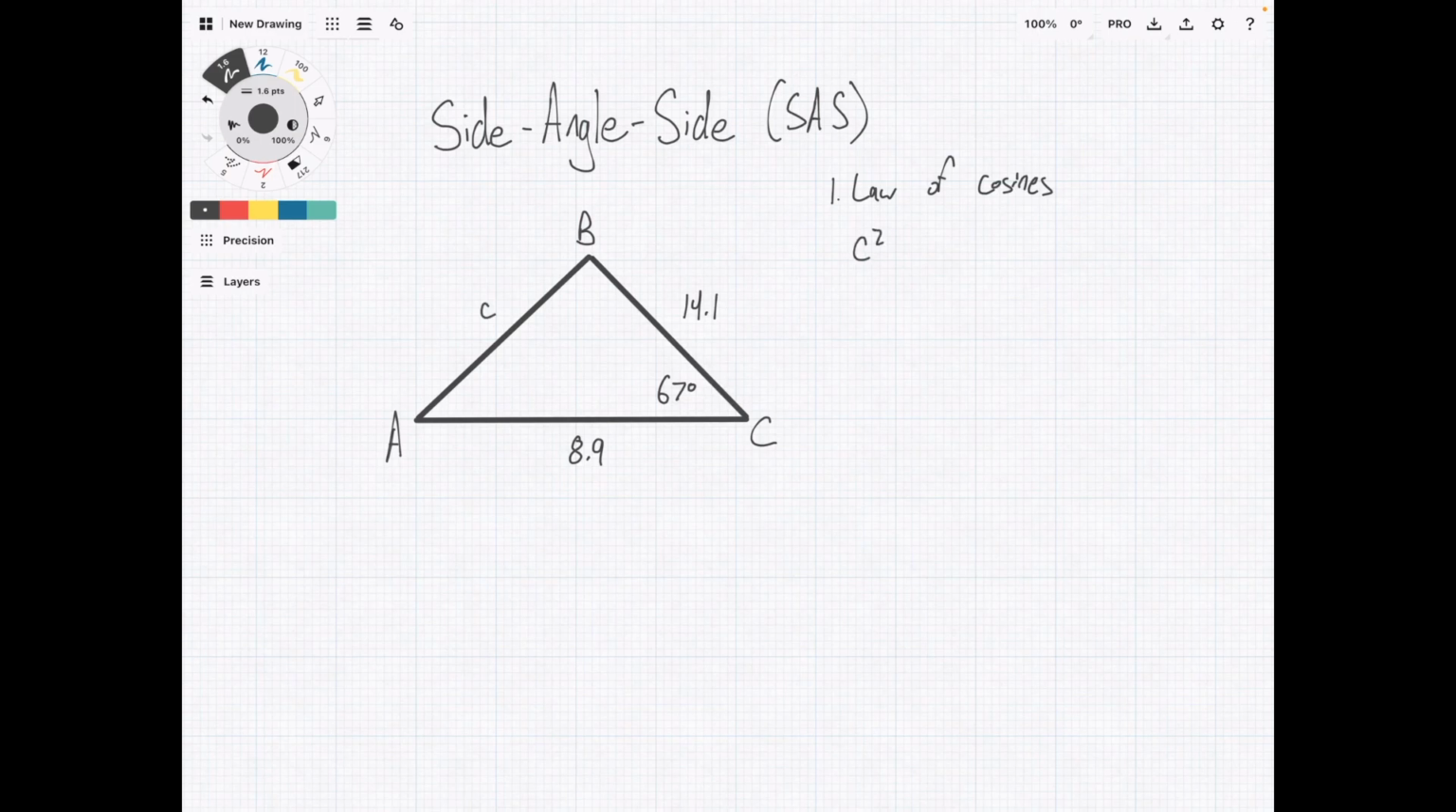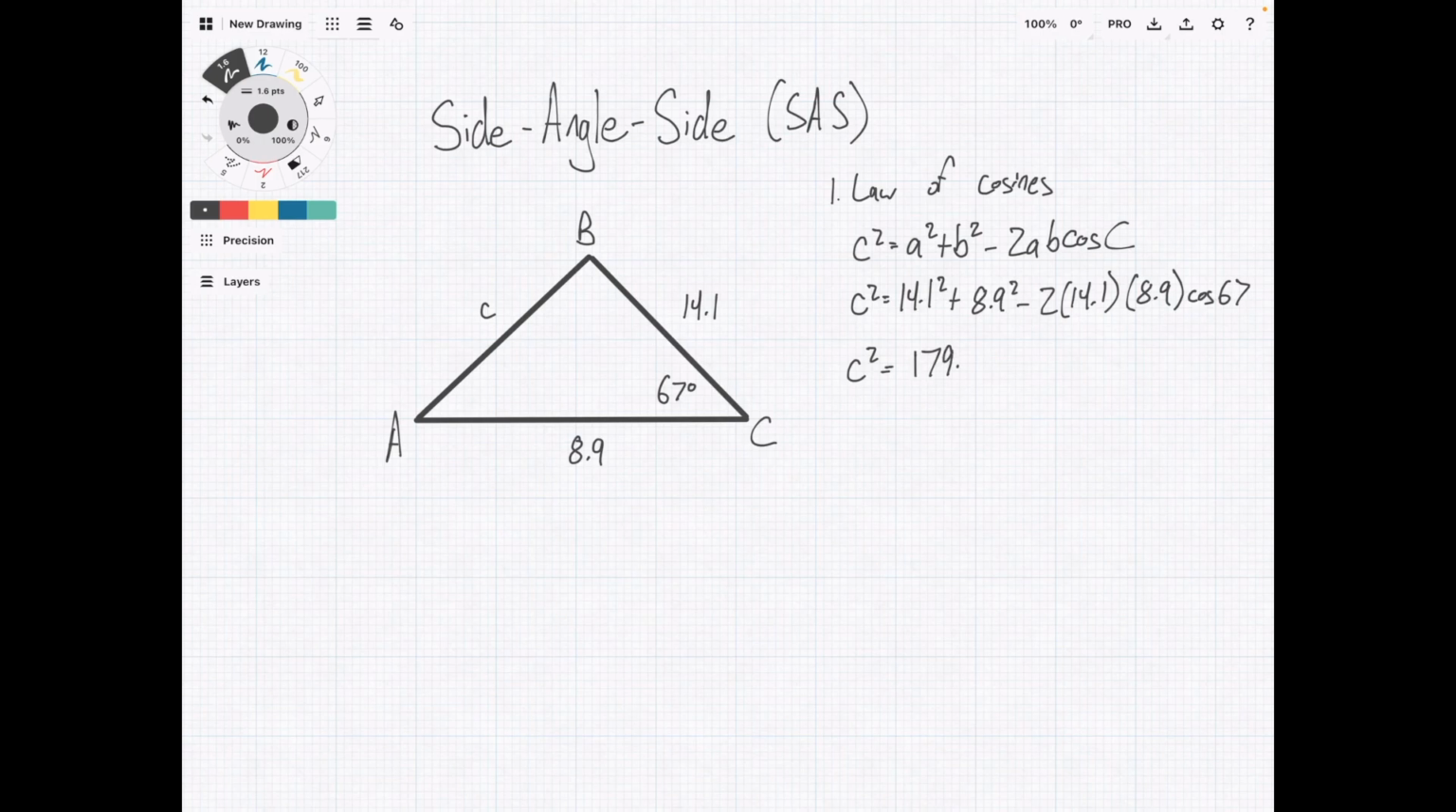So let's write out the equation. C squared equals a squared plus b squared minus 2ab cosine of c. Then we'll plug in our values. 14.1 squared plus 8.9 squared minus 2 times 14.1 times 8.9 times the cosine of 67. Then if we do all the math out, this is going to equal c squared equals 179.24. Take the square root. C is equal to 13.38.